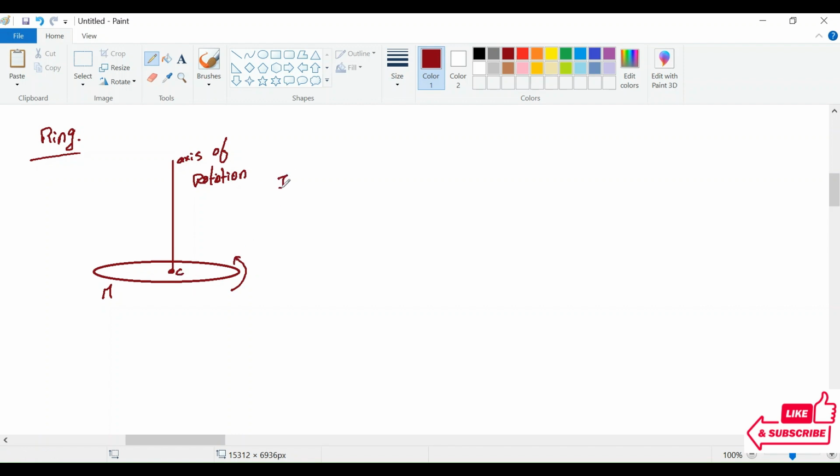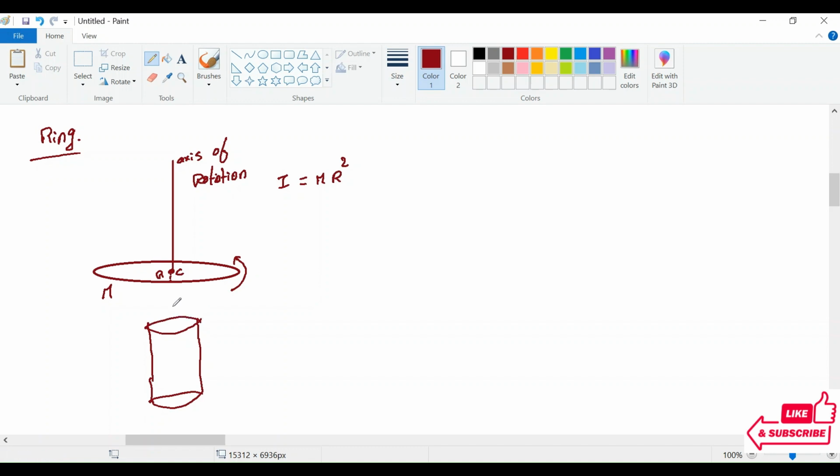Then in this case the moment of inertia formula is M R square. R is the perpendicular distance, that is the radius of the ring, and M is the mass of the ring. If it is a ring, I is greater, omega is smaller. Now, a hollow cylinder also has the same formula.